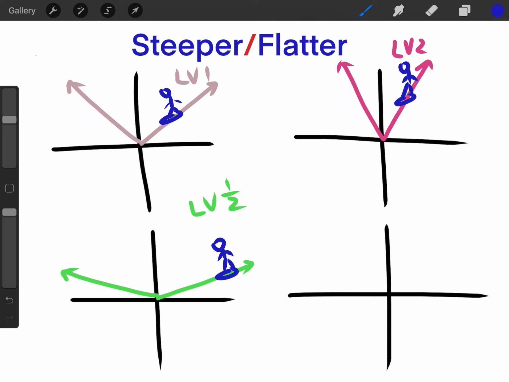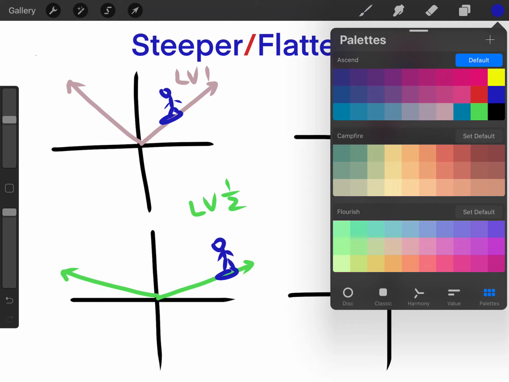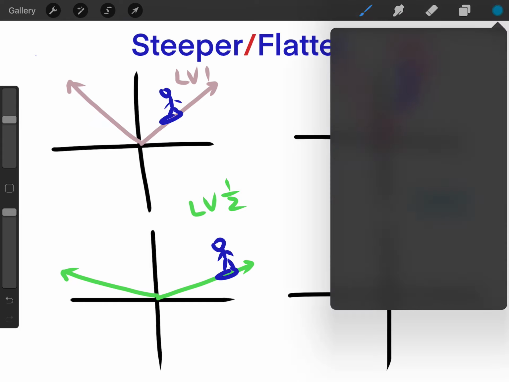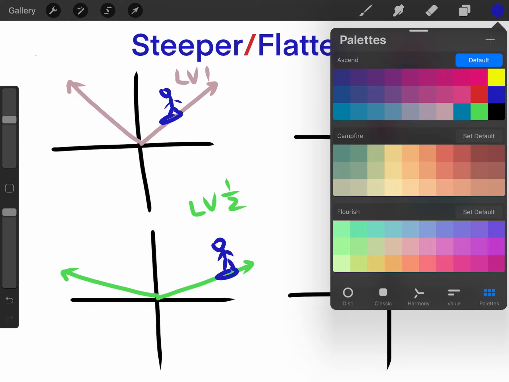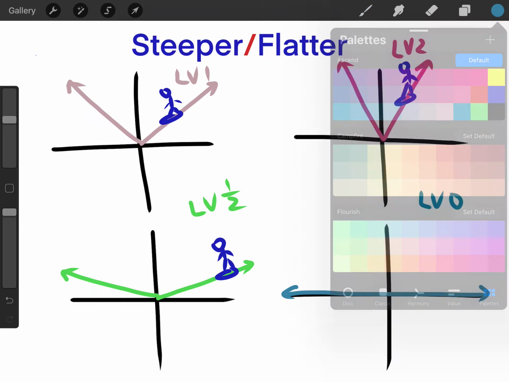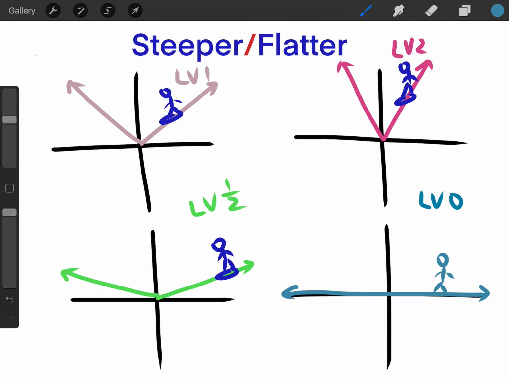So what happens if you say, I can't even do any of them? I'm going to go home. That's level 0. Level 0 is another one that's going to be a flat line. So every time you have a coefficient equal to 0, you get a flat line. So you can take your stuff home. That's just the concept of steeper or flatter.